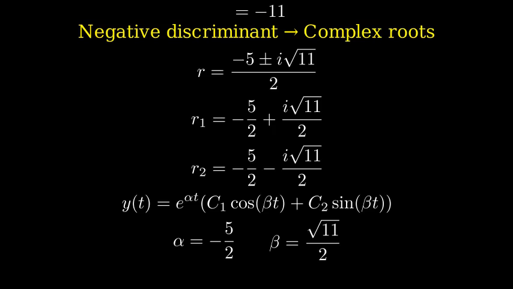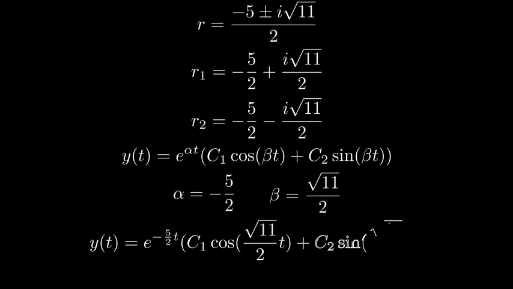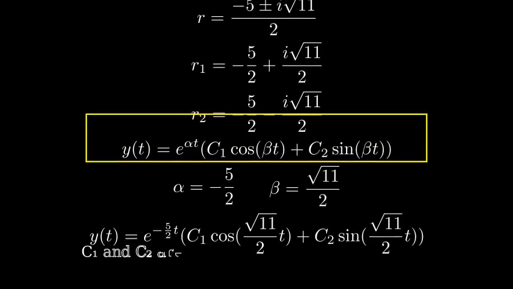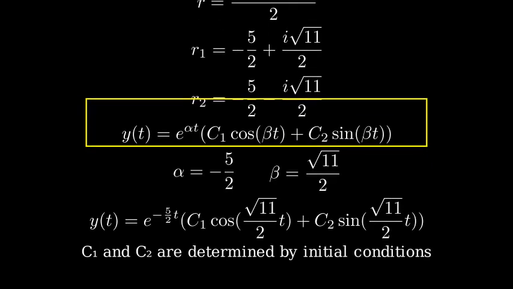Therefore, our final solution is y of t equals e to the negative 5 over 2 t times the quantity c1 cosine of square root 11 over 2 t plus c2 sine of square root 11 over 2 t, where c1 and c2 are arbitrary constants determined by initial conditions.